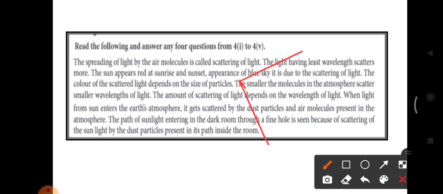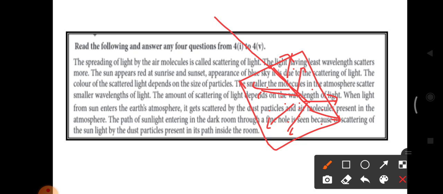See, this is a dark room with one small hole. When the sunlight enters into the small hole, the particles present in the room scatter the sunlight in many different directions. Due to that scattering of sunlight, we can see the path of the sunlight, and also we can see the particles present in the room.